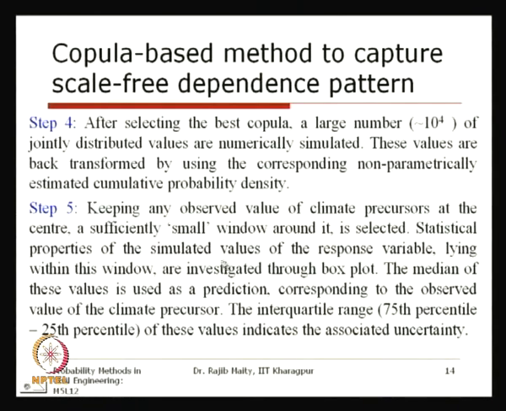Statistical properties of the simulated values of the response variable lying within this window are investigated through the box plot. The median of these values is used as a prediction corresponding to the observed values of the climate precursor. The interquartile range, the 75th percentile to the 25th percentile of these values, is indicated as the associated uncertainty.